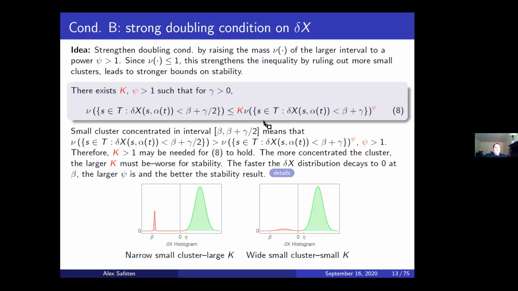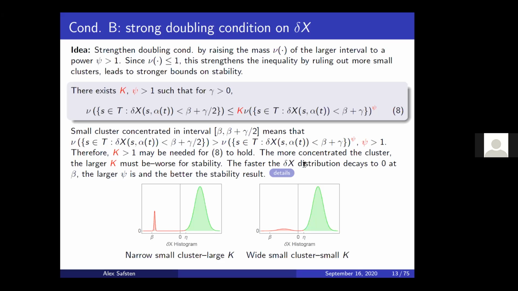And the more concentrated the cluster, the bigger k must be, and therefore the worse for stability. So in these pictures at the bottom, we have the picture on the left with a narrow interval for which we would need a very large k, and the picture on the right with a very wide interval, a very wide cluster, which would require a much smaller k. Now, the faster this delta x distribution decays to 0 at beta, the larger we can let this exponent psi be, and bigger psi leads to a better stability result.